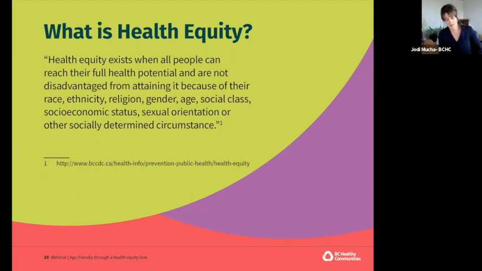And one of the things that's important is that people are not disadvantaged from attaining it. And that's where we look at some of the things that are inhibitors. When we think of the barriers, it's often because of race, ethnicity, religion, gender, age, social class, loosely categorized as racism, and the systems and structures that we work within.